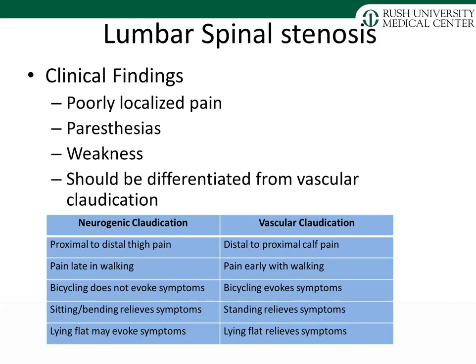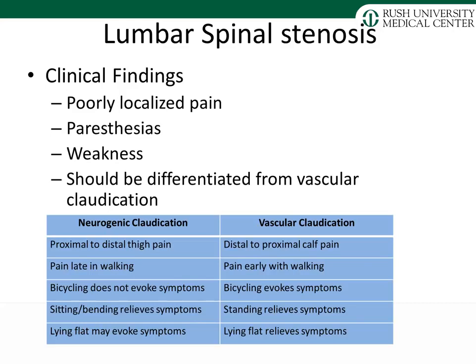So for neurogenic claudication, I've got this chart here to help us distinguish the two. It is going to be associated with proximal to distal thigh pain, whereas vascular claudication is opposite. It's distal to proximal. In neurogenic claudication, the pain occurs late in walking. So if they're okay when they stand up and start moving, but then they start to have increasing problems as they continue to move, that's neurogenic. Whereas the patients with a vascular problem are going to have pain that starts right away.